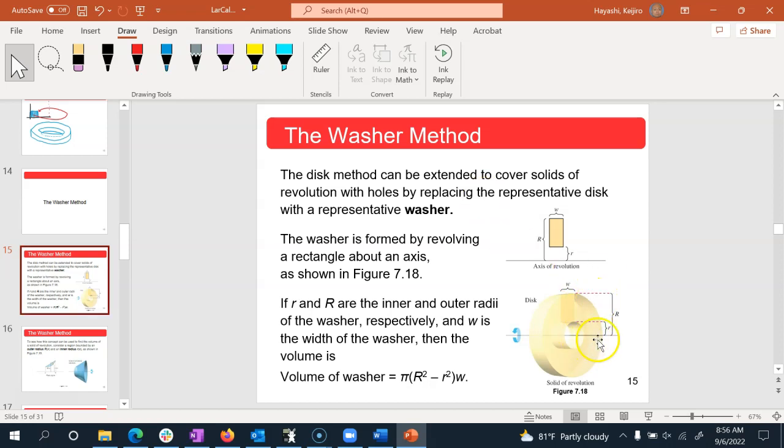And the way that you describe washers is with the use of a big R for an outer radius, and a little r for an inner radius representing the hole. Now, very much like finding the area between two curves, the only difference is you're going to take the big radius squared and subtract the little radius squared. You're just taking the outside, subtracting the inside, same as when you are finding the area between two curves. You're basically finding the volume in between two radiuses.